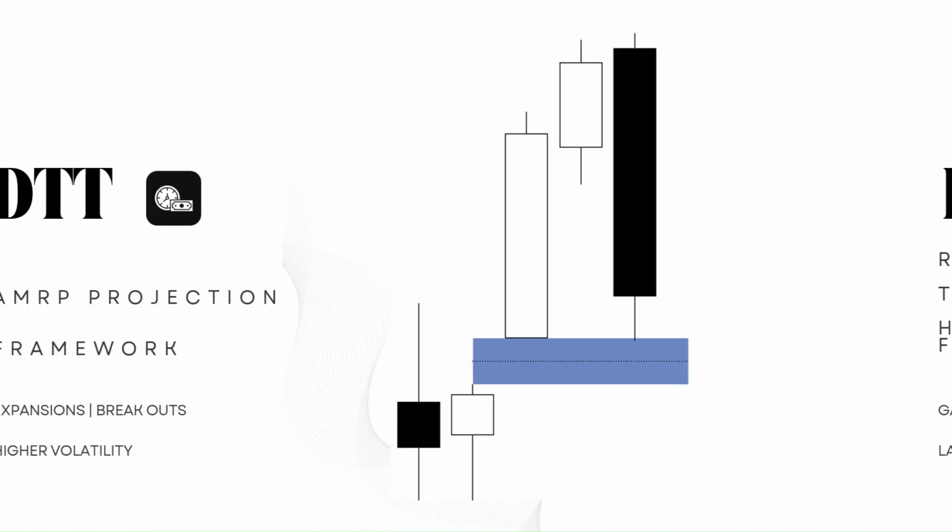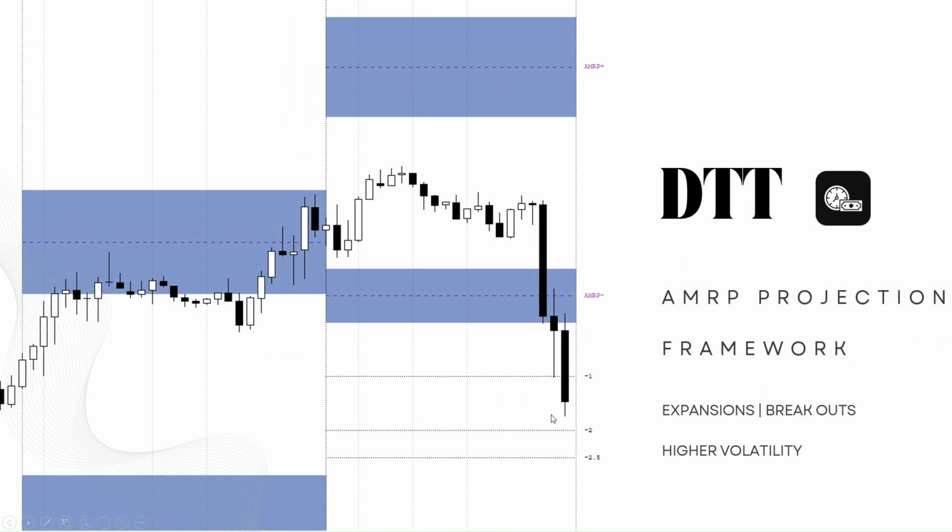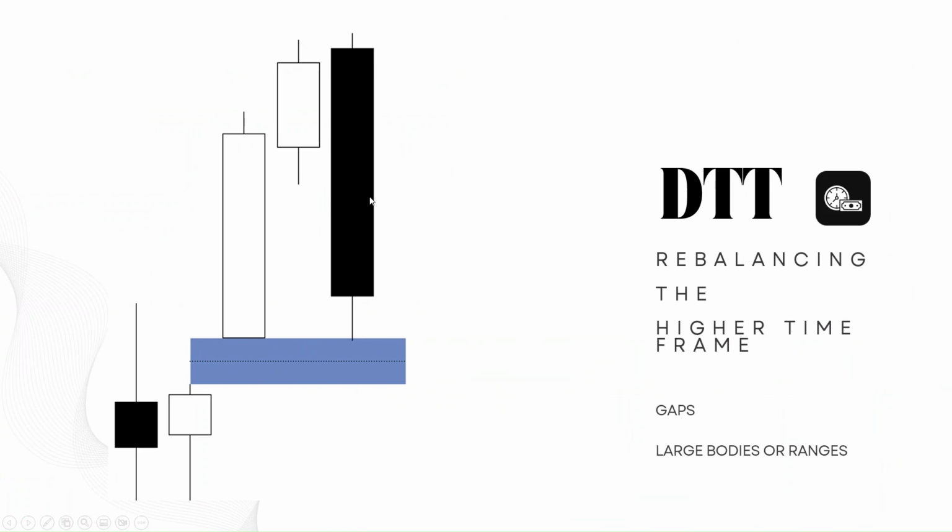So in the previous example, you can see how it pushes back down and breaks out. This is a weekly model. And on the daily chart, it's pushing back down into a gap, a void. So whenever we're rebalancing the higher time frame, it tends to be because of large movements, large bodies, large ranges that occurred, and or oftentimes gaps, a gap that needs to be efficiently filled. So a breakout beyond AMRP is often due to one of these two things, and sometimes both.